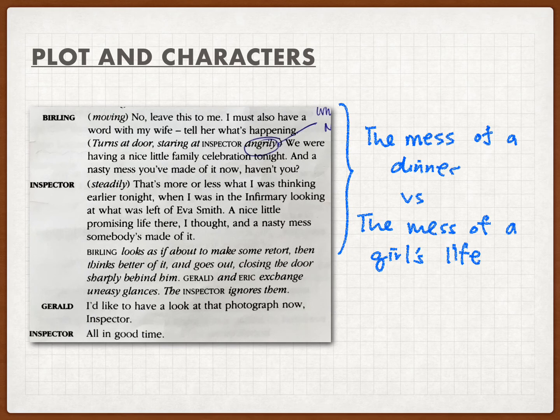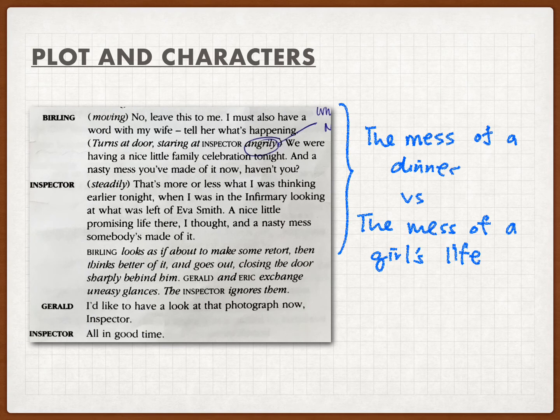So think about it. Which one is worse? Messing up a family celebration or messing up one's life? This is what the author, J.B. Priestley, wanted you to think about. All Mr. Birling cared about was the family celebration, but the inspector cared about the life of a girl.